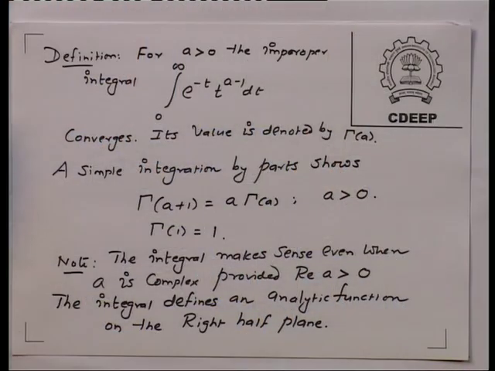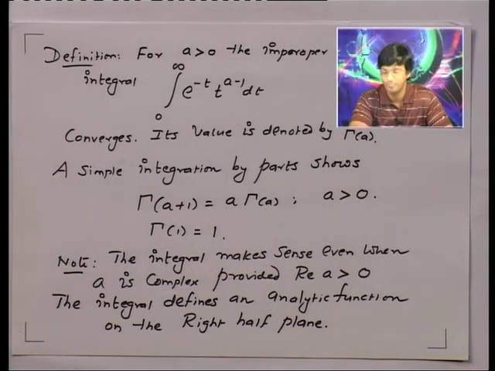So, what is the definition of the gamma function? For a greater than 0, the improper integral from 0 to infinity of e to the power minus t times t to the power a minus 1 converges, and the value is denoted by gamma of a. A simple integration by parts would convince you that gamma of a plus 1 is a gamma a, and directly putting a equal to 1 in the integral will immediately give you gamma of 1 equal to 1. These two properties are immediate from the definition itself, correct.